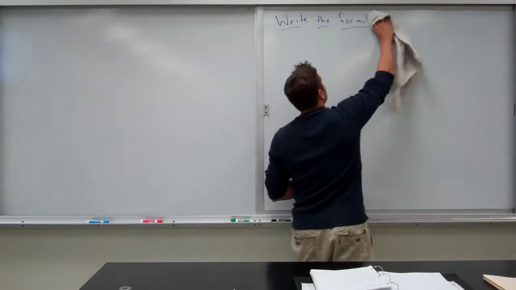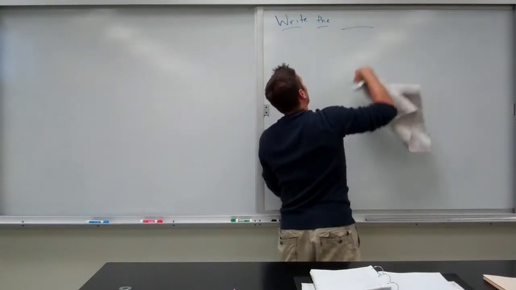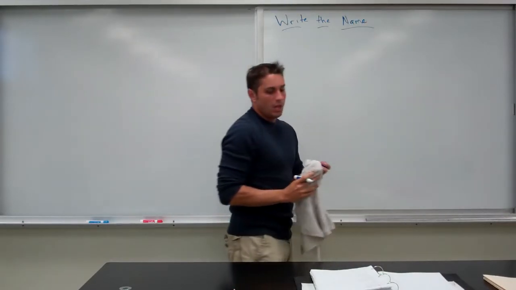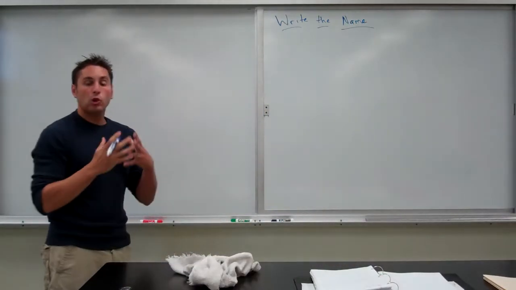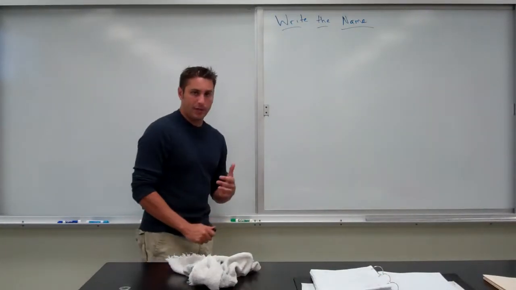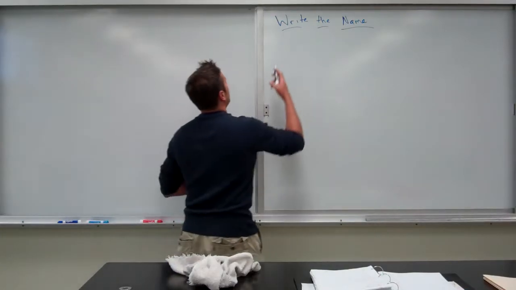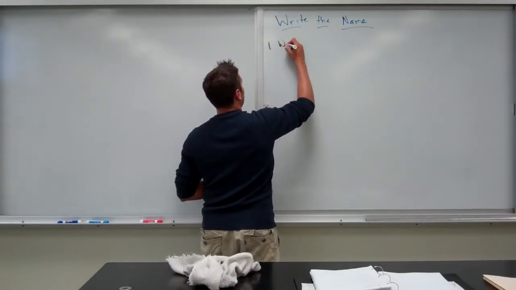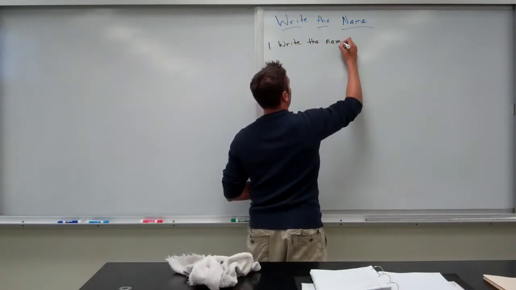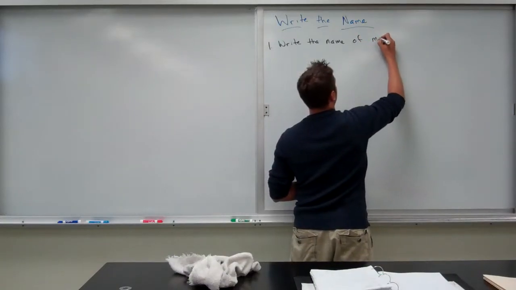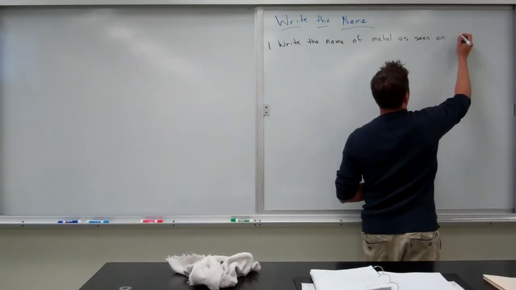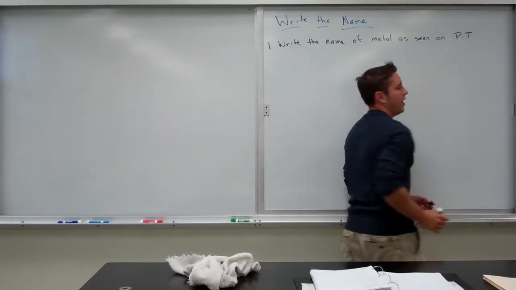And we will change this to writing the name. So if I'm writing the name, I am looking at a formula. So I'm going to list the steps for looking at a formula to get the name of that compound. Step 1. Write the name of the metal as seen on the periodic table, PT.